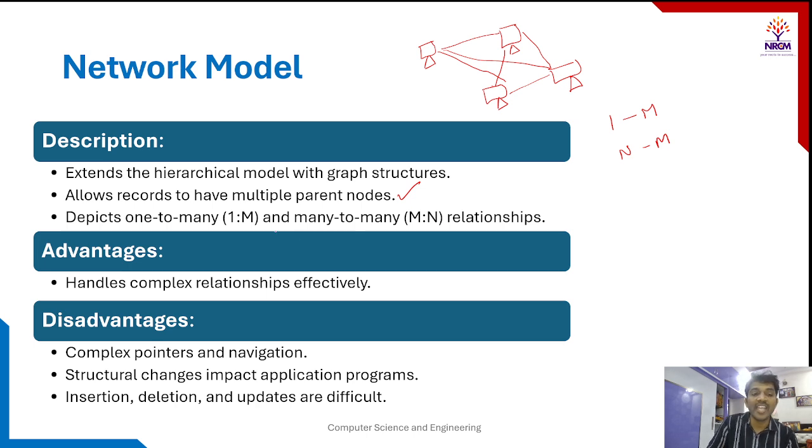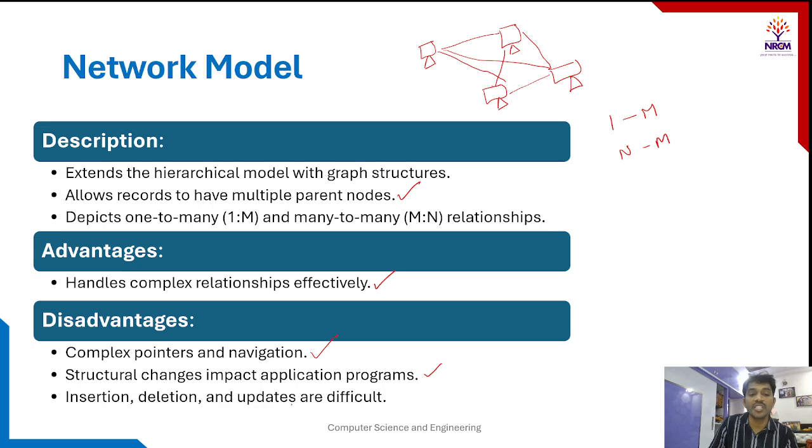Got it? And the advantage: it handles complex relationships effectively, right? And the disadvantages: complex pointers and navigation, and structure changes impact the application programs, right?